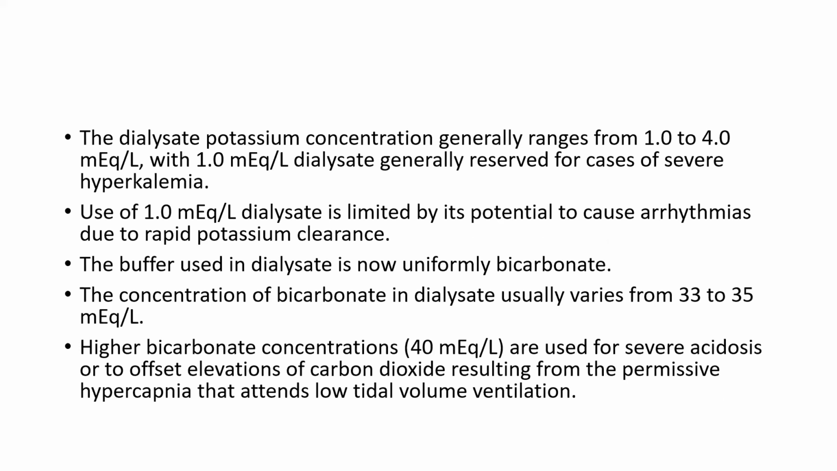The dialysate potassium concentration generally ranges from 1 to 4, with 1 generally reserved for cases of severe hyperkalemia. Use of 1 milliequivalent per liter dialysate is limited by its potential to cause arrhythmia due to rapid potassium clearance. The buffer used in dialysate is now uniformly bicarbonate. The concentration of bicarbonate in dialysate usually varies from 33 to 34. Higher bicarbonate concentrations are used for severe acidosis or to offset the elevation of carbon dioxide resulting from permissive hypercapnia that attends lower tidal volume ventilation.